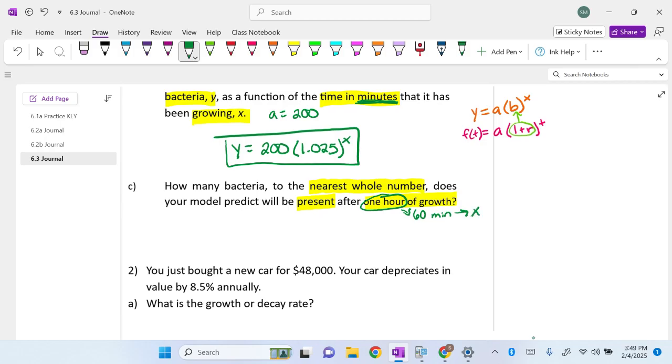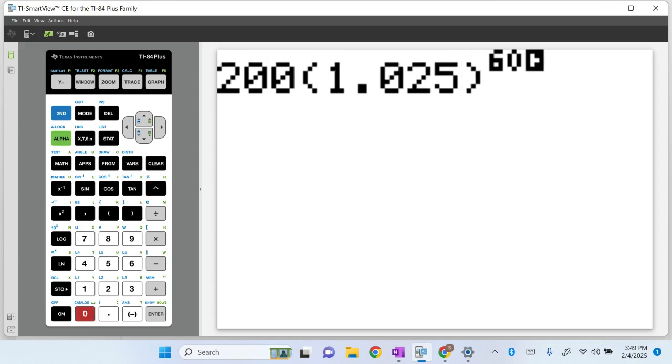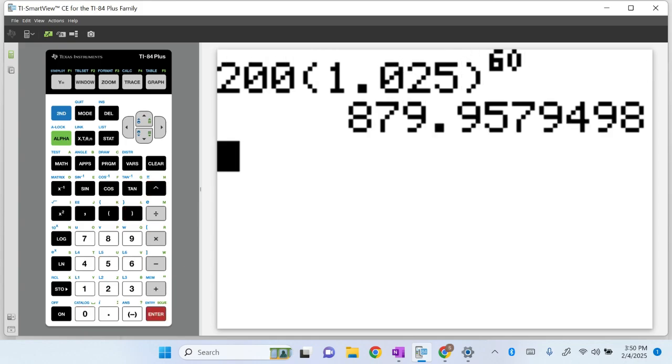Essentially we're going to take this 60, plug it in for X, and put it in our calculator. So I have Y equals 200 times 1.025 raised to the 60th power. I can put that fairly quickly in my calculator: 200 times 1.025 all raised to the 60th power. And I should get about 879.5. It asks us to round to the nearest whole number. Since there is a 9 in the decimal place and a 9 here, it will round up to be 880.